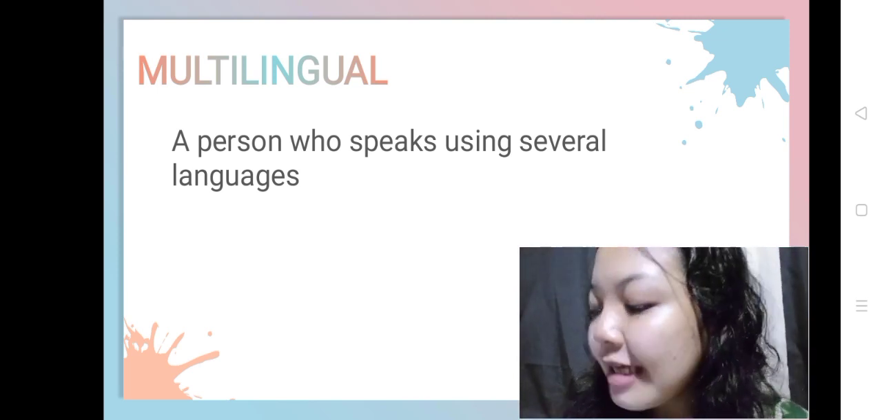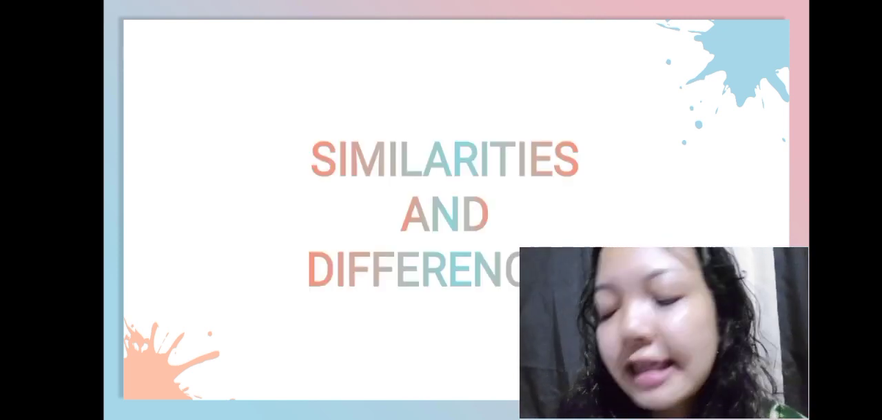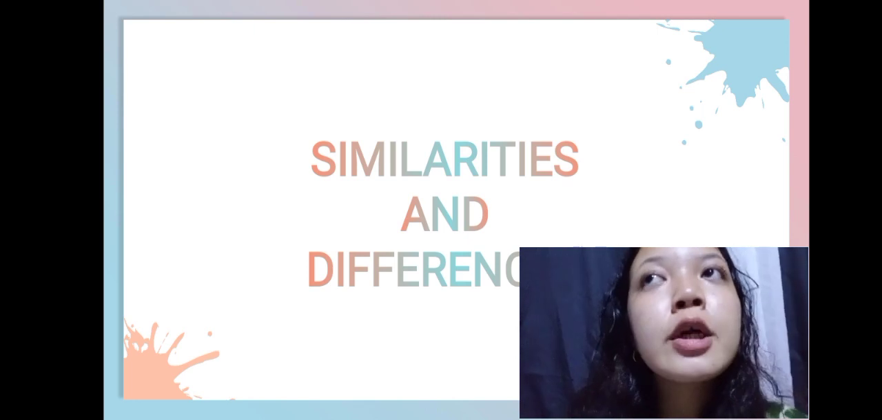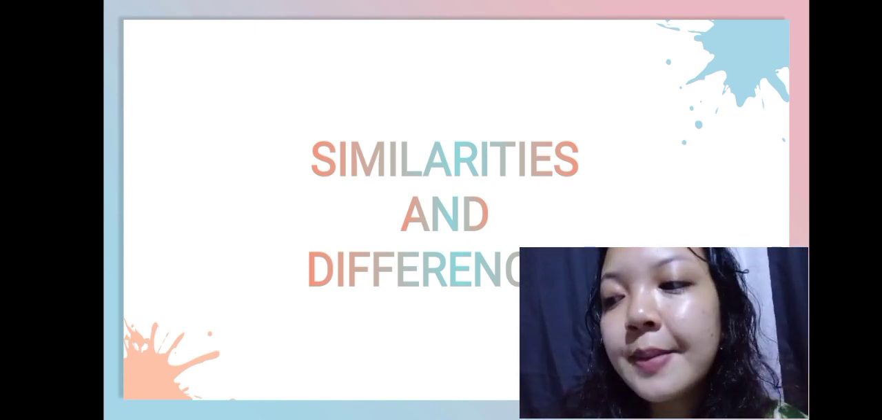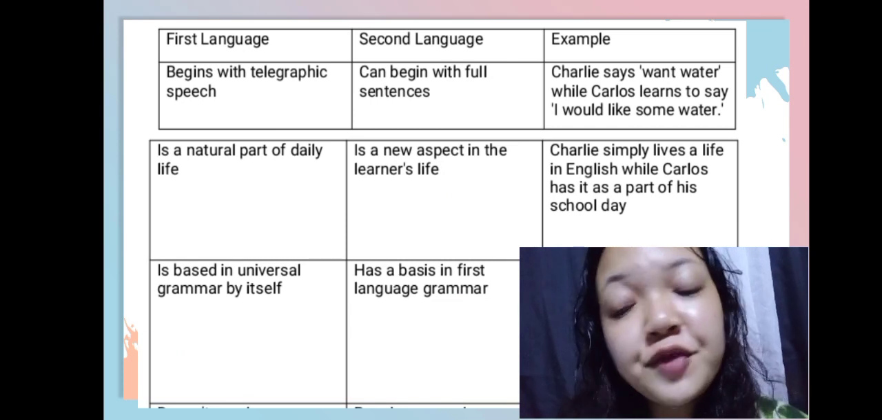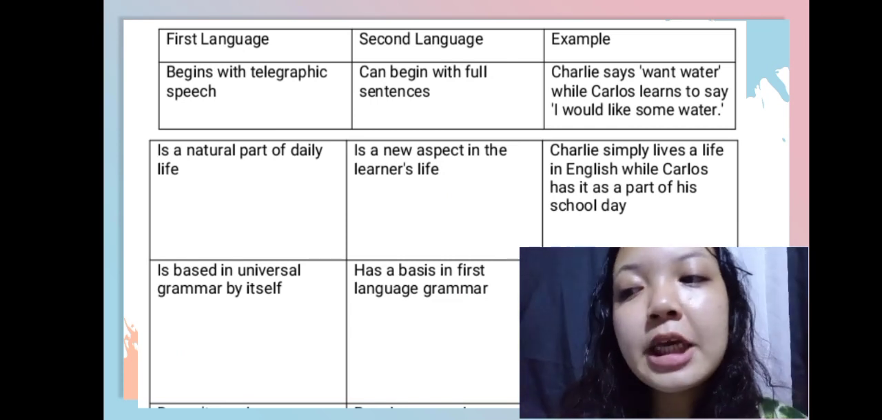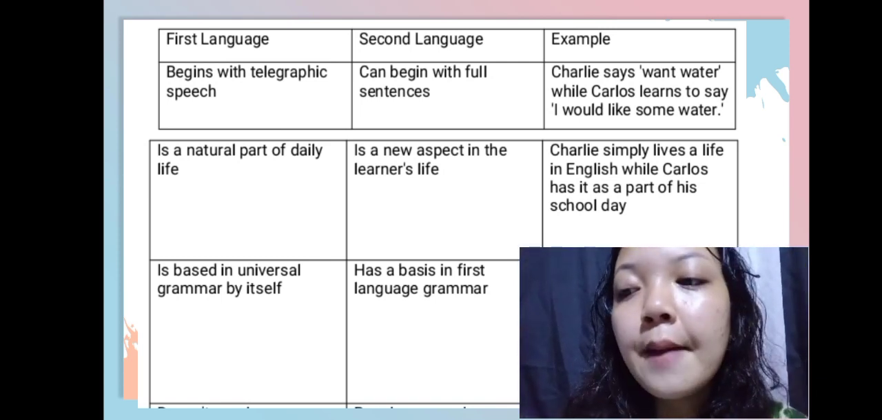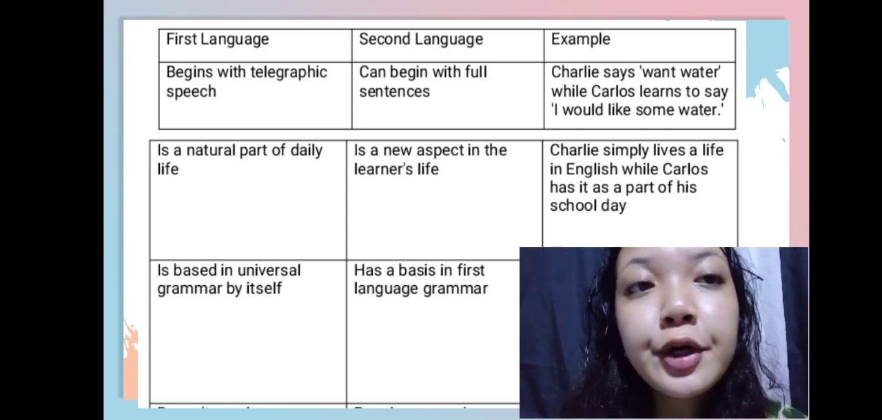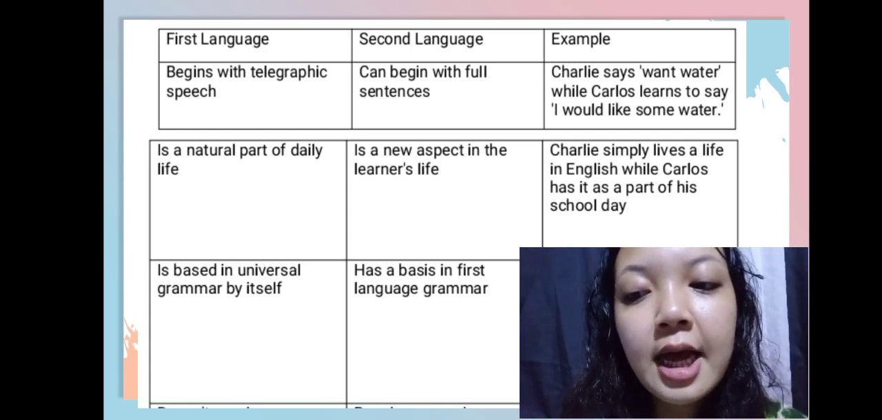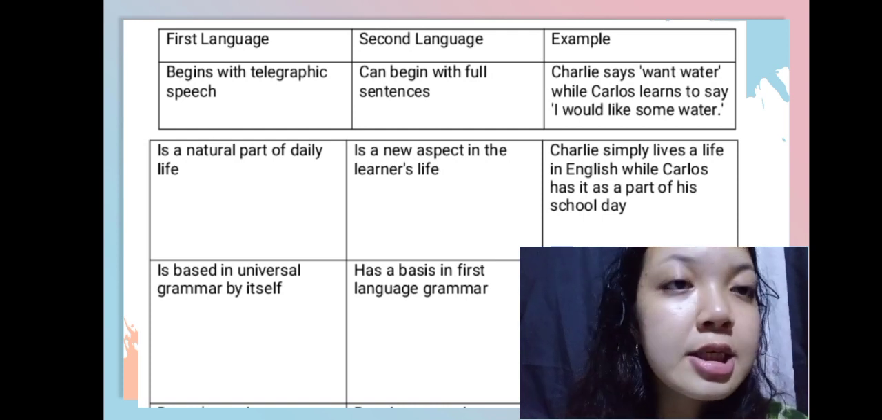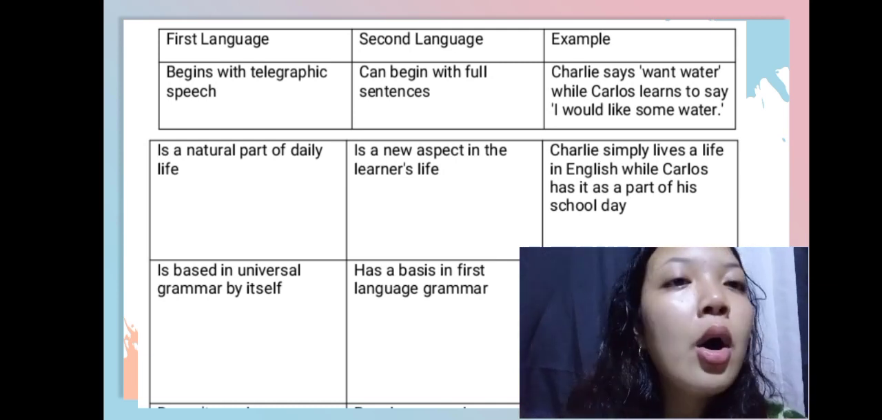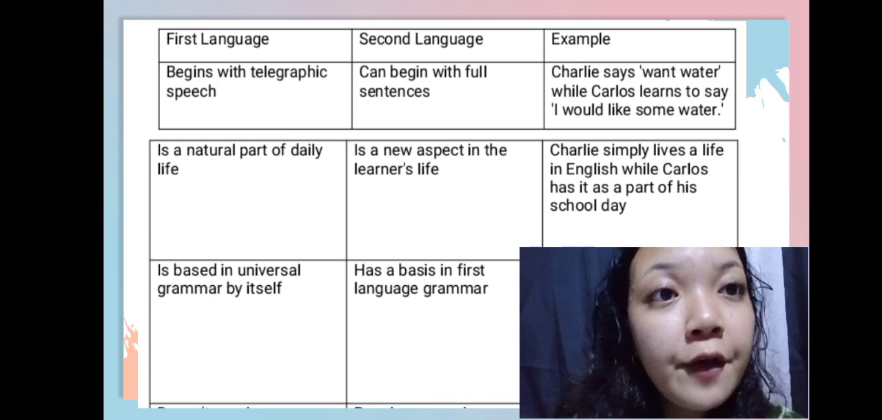So, let's now move on to the differences and similarities of the first and second languages. The first language begins with telegraphic speech, while the second language can begin with full sentences. That's so easy to understand, right? The first language is a natural part of daily life, and the second language is a new aspect in the learner's life. So when you are learning your first language, it's just part of your life. It's like a normal thing for you to adopt it.